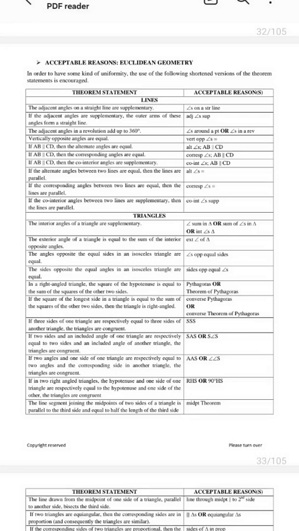And whenever that is used, we either say converse Pythagoras, or we can say the converse theorem of Pythagoras.